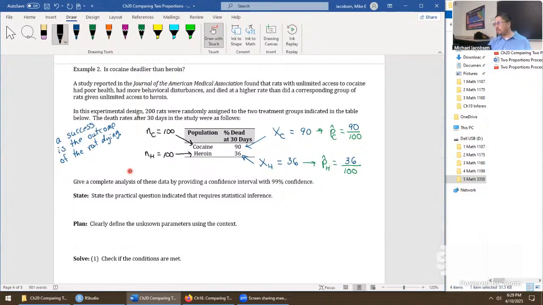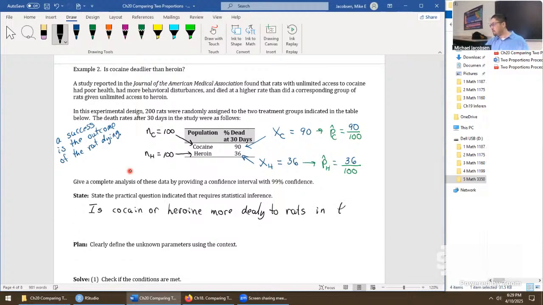Let's answer this by saying, is cocaine or heroin more deadly to rats in this laboratory setting? That'd probably be what I would go for on this one. Any additions or exclusions that you want to throw in there at the moment?